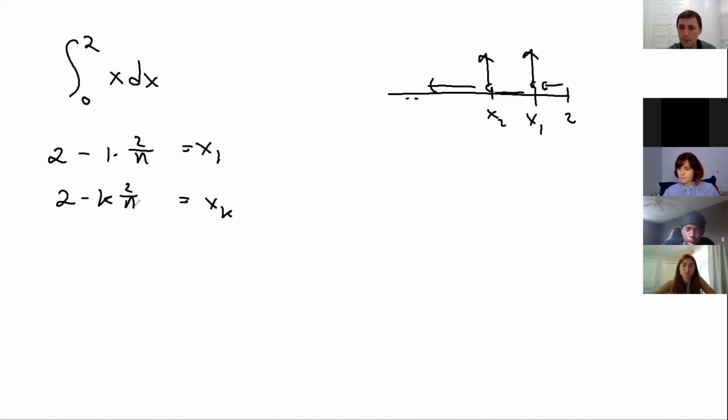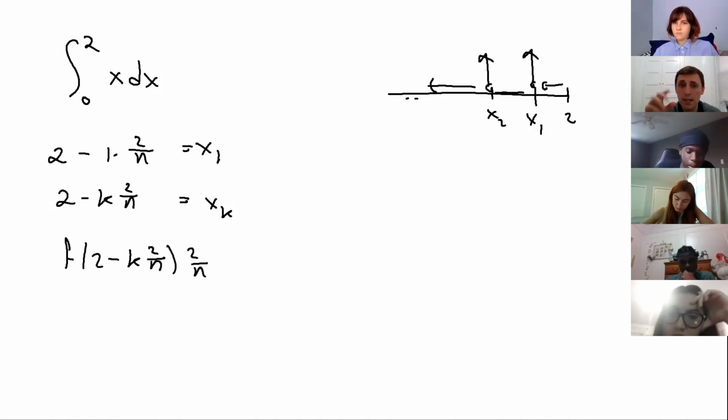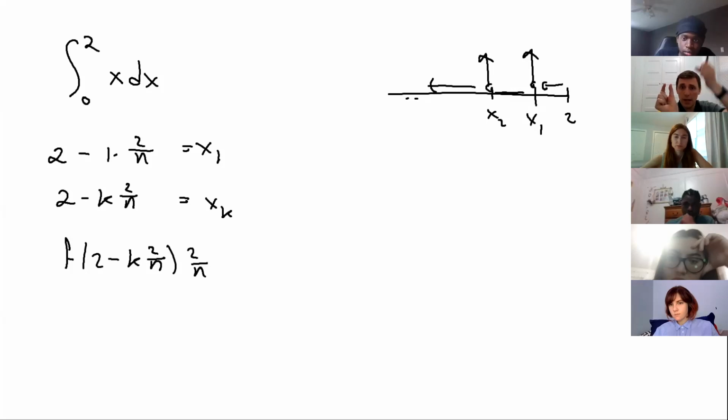You agree? So then what's the area? The area is just f of this number times the width. Do you understand, guys? This is the width, this is the height. Confirm if you understood, guys. Width, height. You see what the 2 over n is? 2 minus 0 is the full interval, divided by n is this small dx, and then you have the height. Yes?